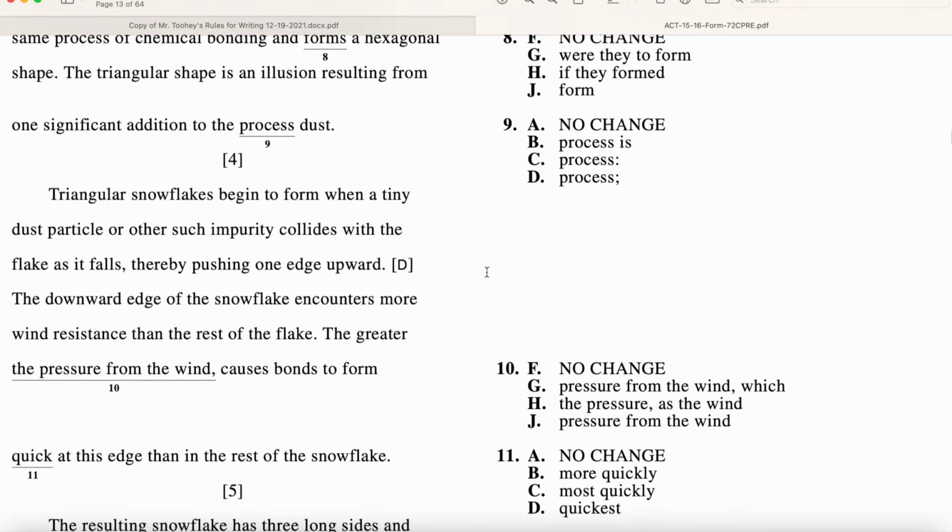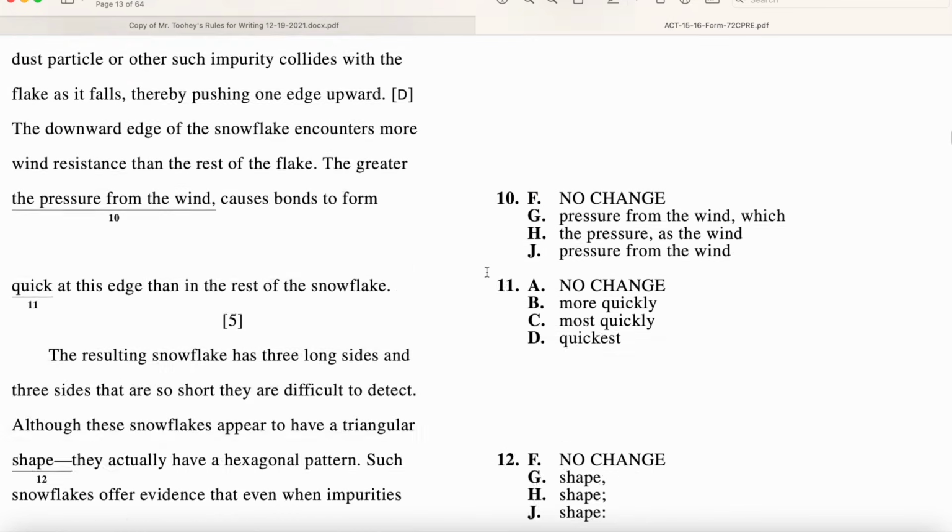Let's try D. Okay. Triangular snowflakes begin to form when a tiny dust particle or other such impurity collides with the flake as it falls, thereby pushing one edge upward. This growth can take the form of either branching or faceting. All right, we can stop there. How does that sound? That does not go together. No, it does not. There's nothing about growth there. Not at all, right? The only one that could work is C. Yes, sir. And that's it.